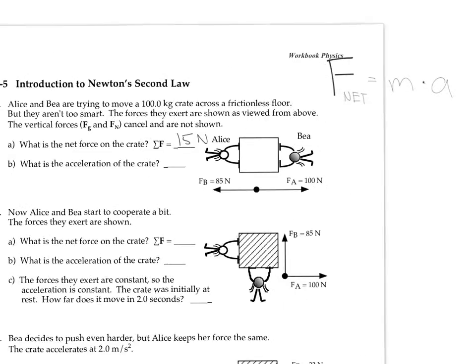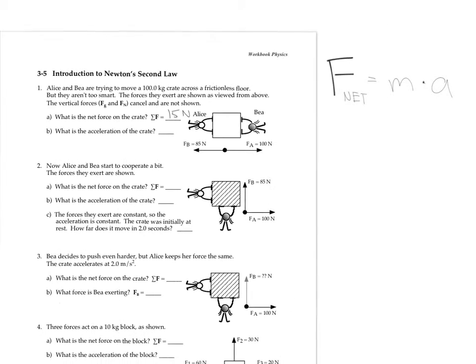But then it says, what is the acceleration of the crate? Well, now we can come over here and apply Newton's second law, right? That says F equals ma. Force equals mass times acceleration. If I know the net force is 15 newtons, then 15 newtons equals the mass of the crate, which was 100 kilograms, times acceleration. I can solve for acceleration. So I divide 15 by 100, and I get 0.15 meters per second squared.